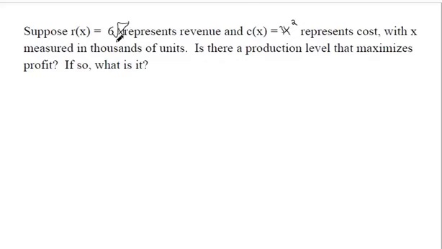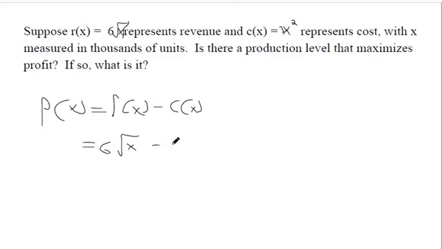Suppose R of x equals 6 square roots of x, and that's revenue. And cost is 3x squared. Is there a production level that maximizes profit? Profit is just your revenue subtracted by your expenses, so revenue subtracted by cost. The revenue is 6 square roots of x, and the cost is 3x squared. And they're asking us, is there a production level that maximizes profit?